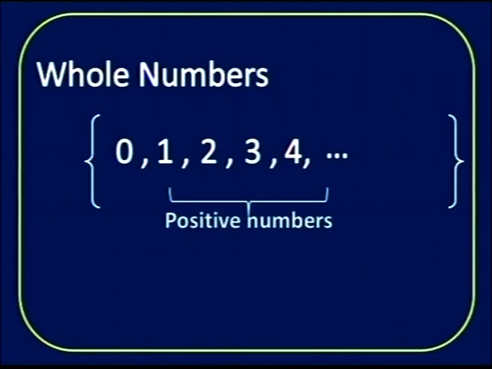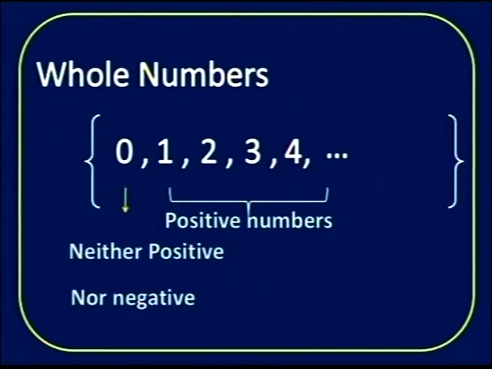Now, these 1, 2, 3, 4 are positive numbers. Then what can you say about this 0? Yes, it is neither positive nor negative. Children, try to understand this. This 0 is neither positive nor negative. And what are these numbers called? Positive numbers. So, a whole number set is a set consisting of 0 and positive numbers.